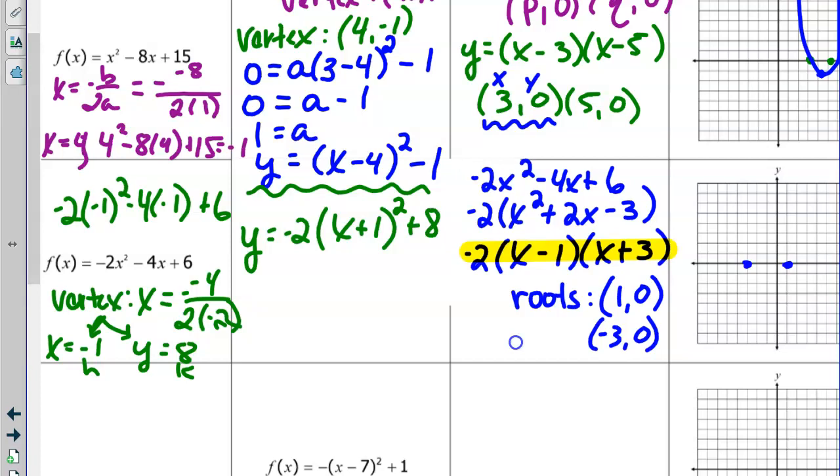Well, I thought we were still on the same problem. And then we can graph our vertex.